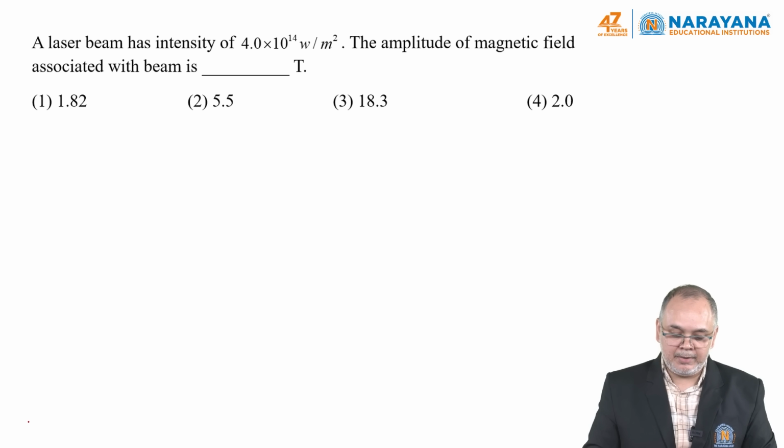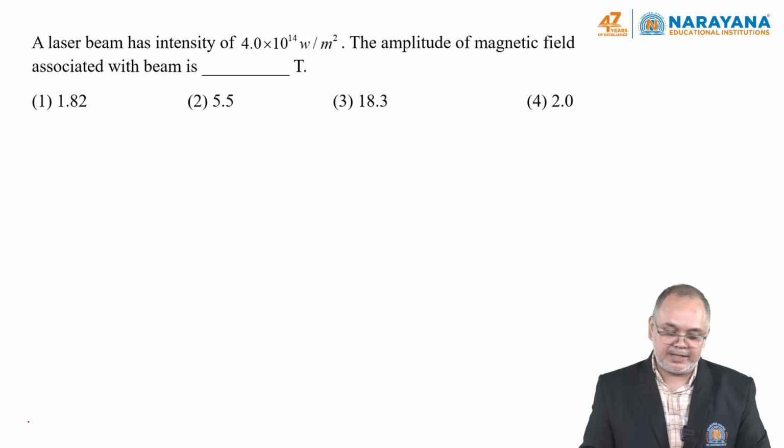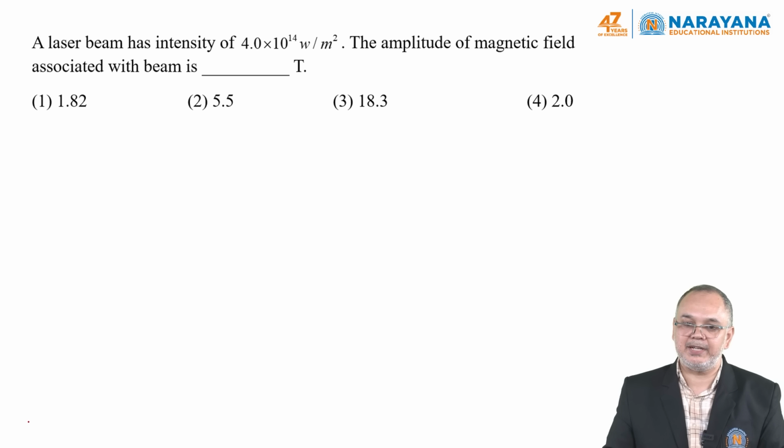A laser beam has intensity of 4 into 10 power 14 watt per meter square. The amplitude of magnetic field associated with beam is, in Tesla, we have to find the amplitude of magnetic field. So this is an electromagnetic wave question and is related to the intensity over here.